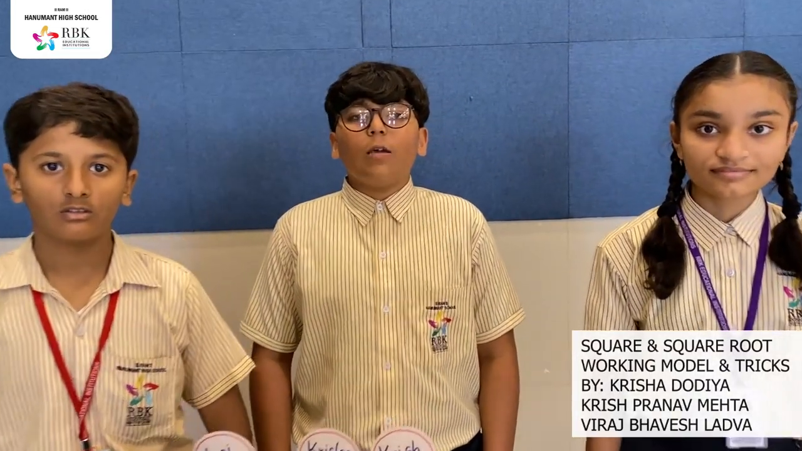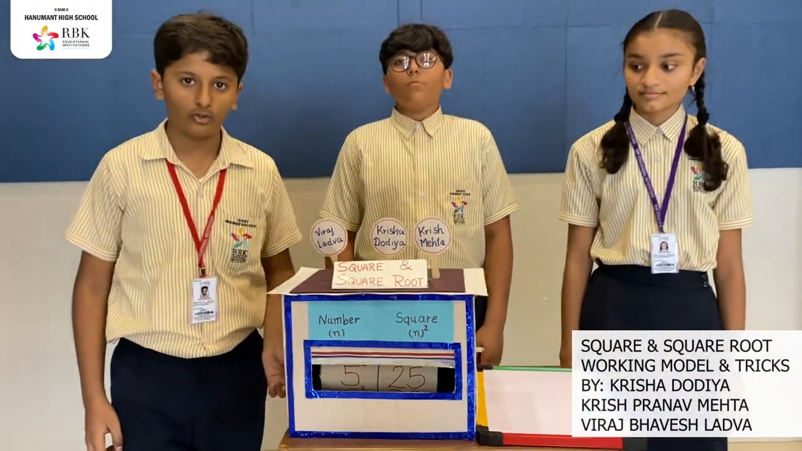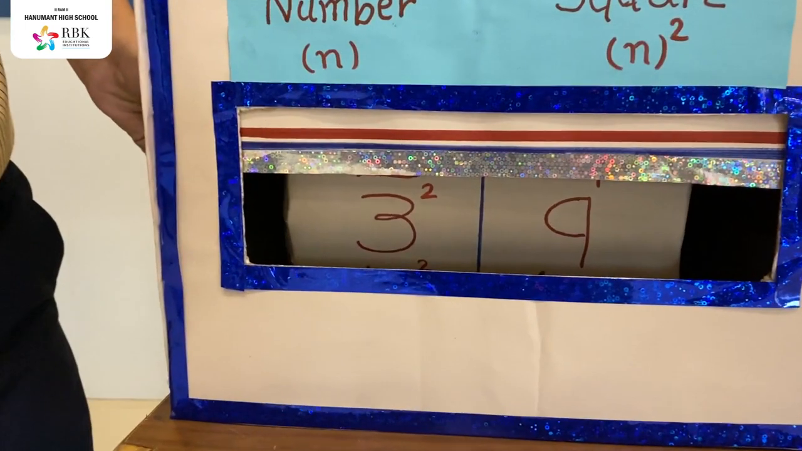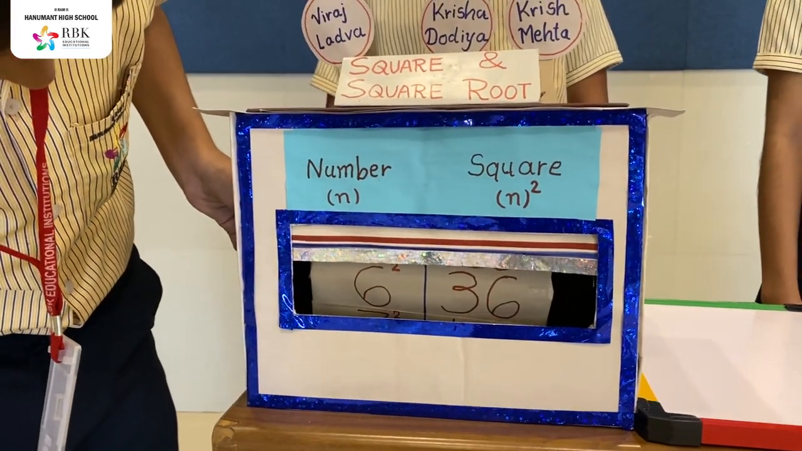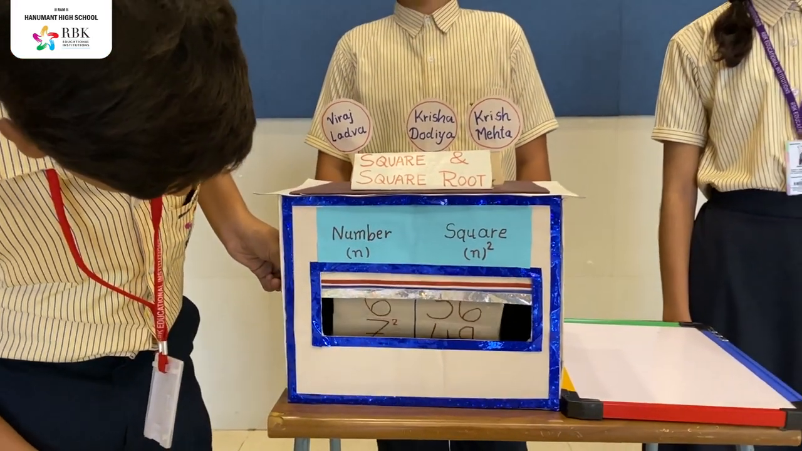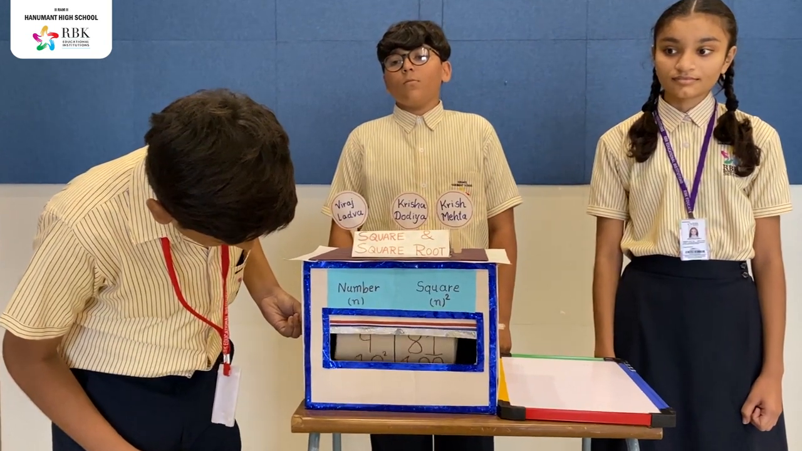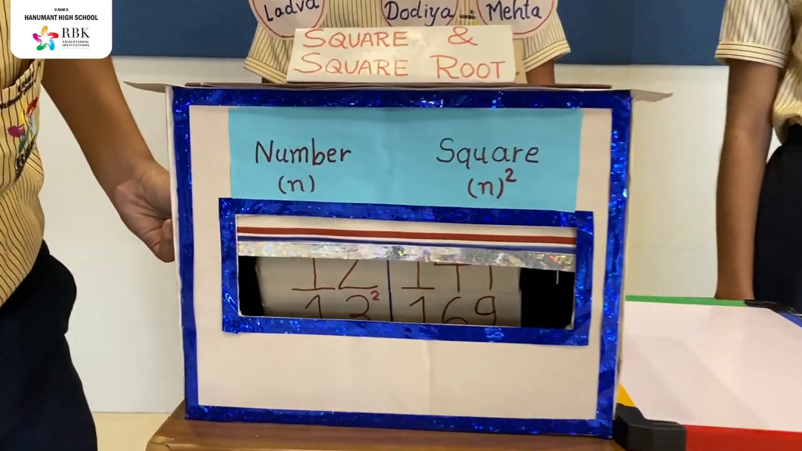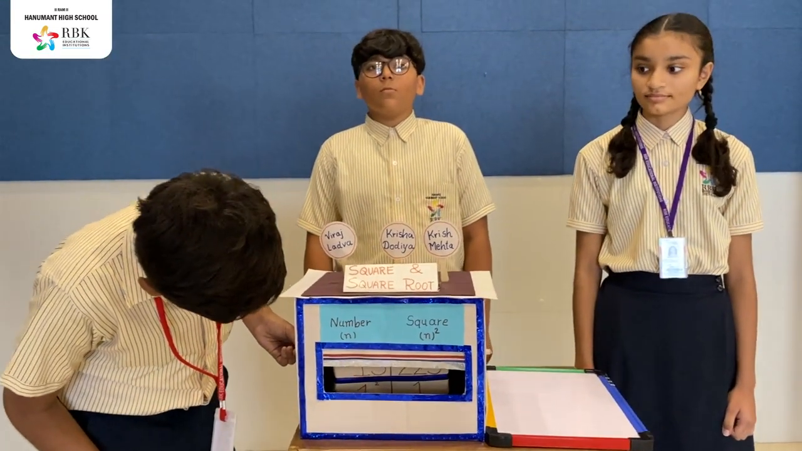This is Krisha, Krish and Viraj. As you can see, we have presented a working model on square and square root. As you keep rolling it, you will see the numbers and their squares. For example, square of 1 is 1, square of 2 is 4, square of 3 is 9, square of 4 is 16, square of 5 is 25, square of 6 is 36, square of 7 is 49, square of 8 is 64, square of 9 is 81, square of 10 is 100, square of 11 is 121, square of 12 is 144, square of 13 is 169, square of 14 is 196, square of 15 is 225.